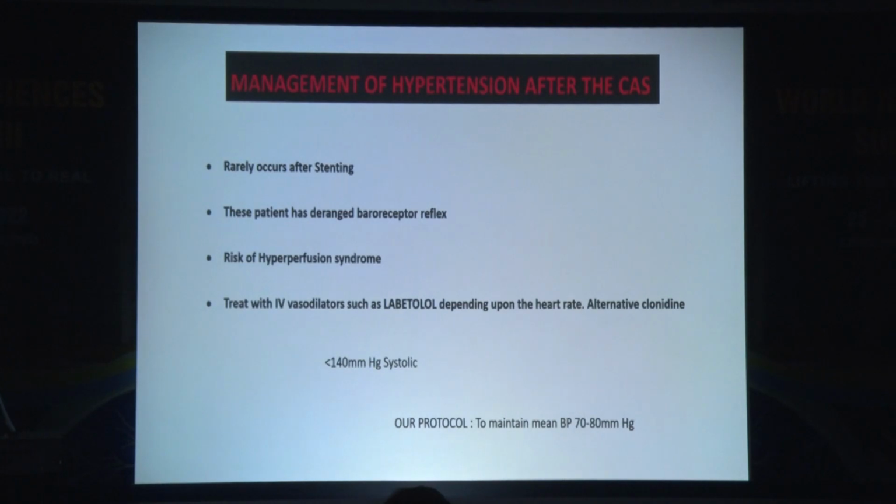So how do we manage hypertension after CAS? Usually we prefer to use labetalol, and the alternative is clonidine. We can also use the anti-G, but it increases the chances of cerebral hyperperfusion injury. Our target is to maintain the mean BP around 70 to 80 in most of the patients, strictly around 70 to 80.